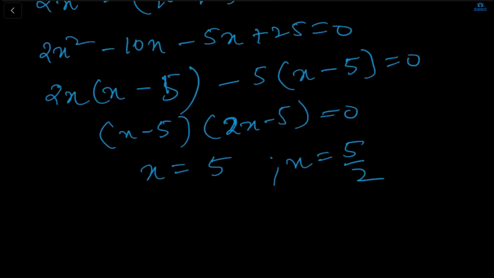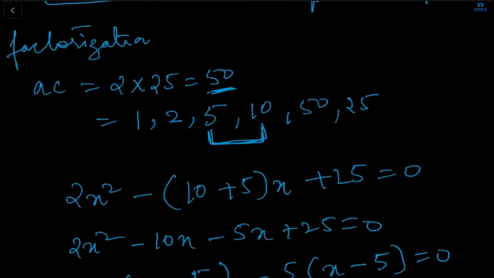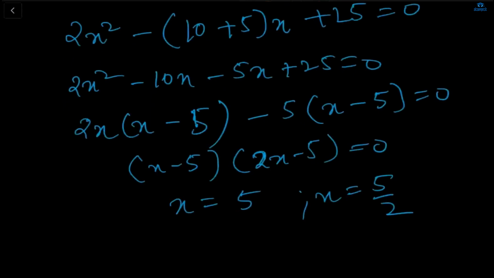Any doubt? After you get AC, which is 50, you just have to check the factors of 50. Any doubt in this question? Shazan, Rudroni, and Saki?